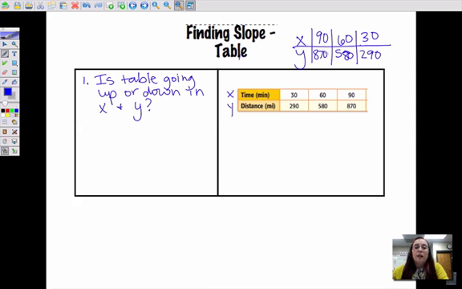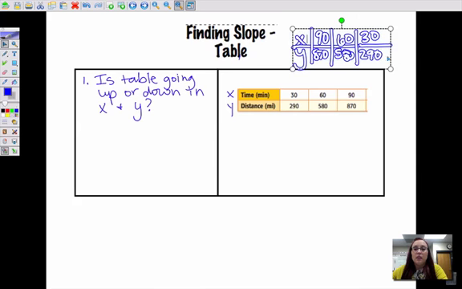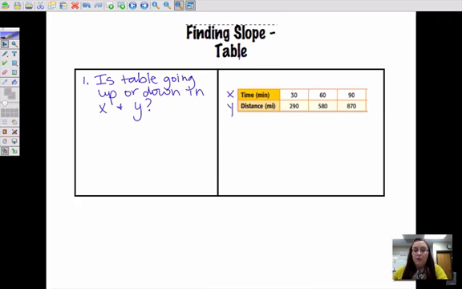If it's the opposite way, so if the y's are going down while the x's are going up, if they're going in opposite directions, then our slope is negative. So opposite directions equal a negative slope. This example has a positive slope, but you will have some on your practice today that have a negative slope.